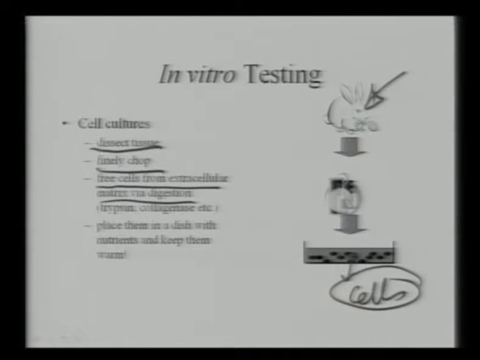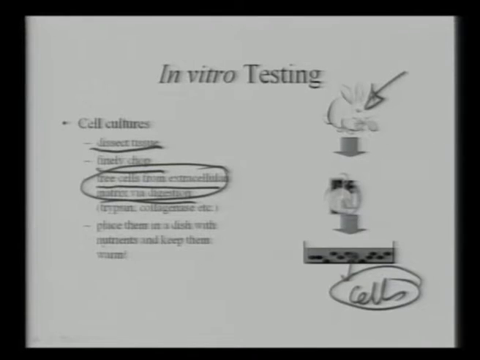Then another thing is that you have to free cells from the extracellular matrix via digestion. The cells will be dispersed in an ECM, or extracellular matrix, but you want only cells, not the cells with extracellular matrix. So, essentially you have to extract the cells from the extracellular matrix, place them in a dish with nutrients and keep them warm. Warm means 37 degrees Celsius.